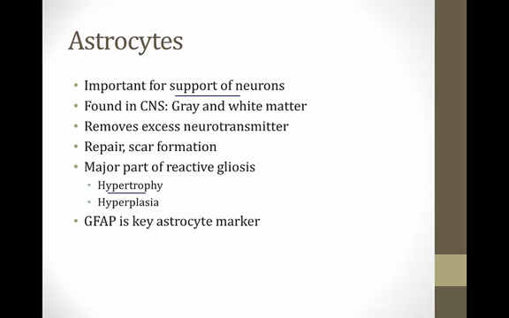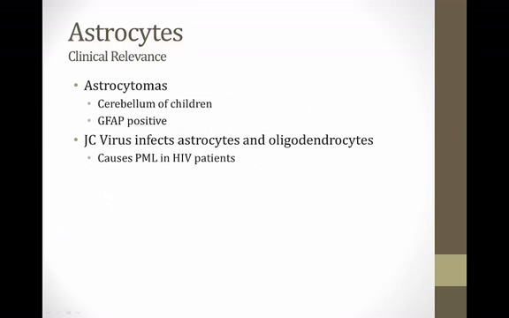And a very important marker of astrocytes is something called GFAP. This stands for glial fibrillary acidic protein. And when you hear that cells stain positive for GFAP or tumors stain positive for GFAP, they're telling you that astrocytes are involved. For any of the cell types you learn, you should always know what the clinical relevance is for your patient. So the clinical relevance of astrocytes is that they cause astrocytomas. These are tumors in the cerebellum of children, and importantly, they will be GFAP positive, which should make sense to you because all astrocytes are GFAP positive.